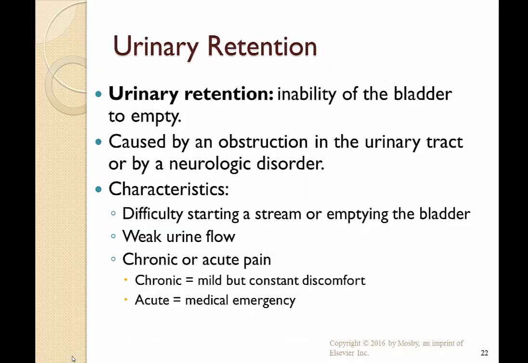And we can also have urinary retention, which is when the bladder fails to empty. It can be caused by either an obstruction within the urinary tract system, or perhaps the patient has a neurological disorder. You might see this in high-level paraplegics, or in ones that have C-spine injuries and other neurological disorders. So they may have difficulty starting a stream or even emptying their bladder. Their urine flow is generally very weak, and they may have chronic or acute pain. If it is acute and the patient has never experienced it before, that patient needs to be worked up quite rapidly.